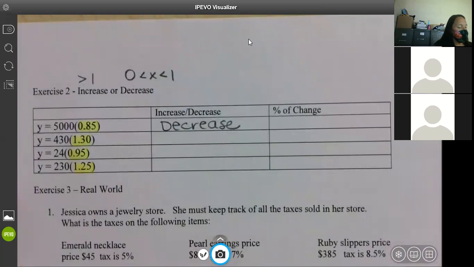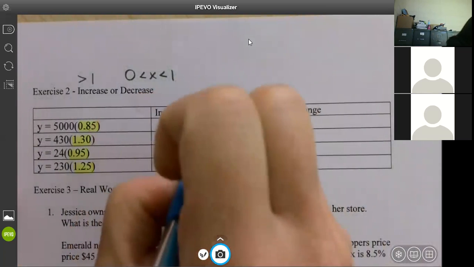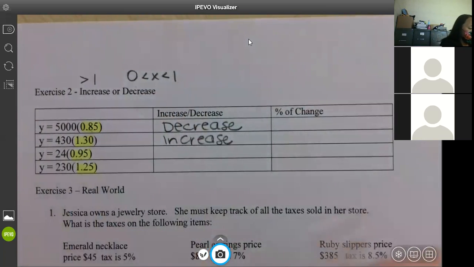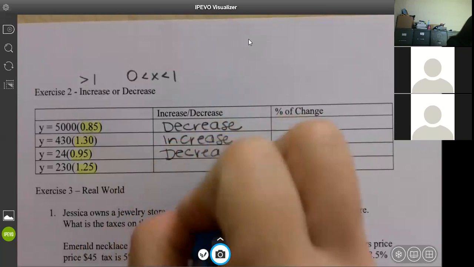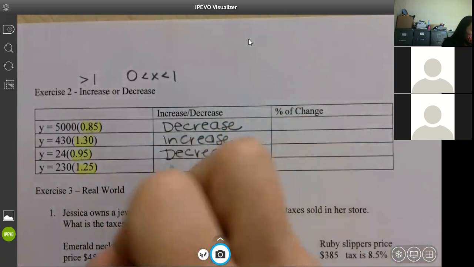What about the next one? Why is it an increase? Yes. 0.95. Decrease because it's between 1 and 0. And then 1.25. Increase.